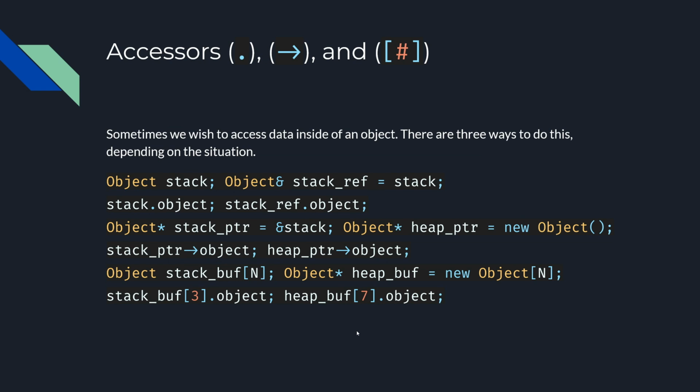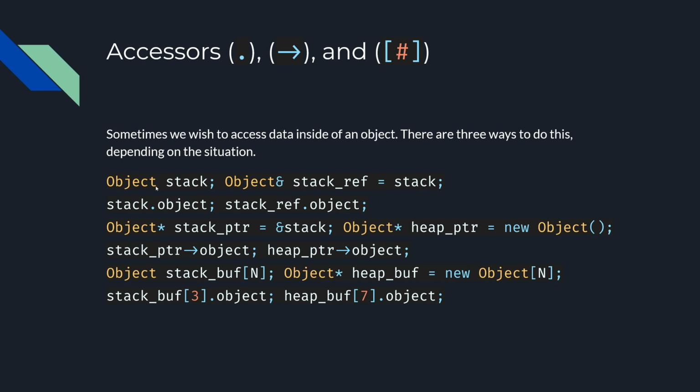Now let's discuss some of our accessors. Dot, which you're hopefully a little familiar with, arrow, which you might be somewhat familiar with, and brackets, which you're hopefully familiar with. So, we want to get access to data inside of objects. There are 3 ways to do it depending on the situation. Let's say we create an object on the stack called stack, or we create an object reference called stackRef and point it at stack. We can access the object field by using dot. So dot applies to objects and to references to objects. It doesn't matter if the objects are on the stack or on the heap, all references will use a dot.